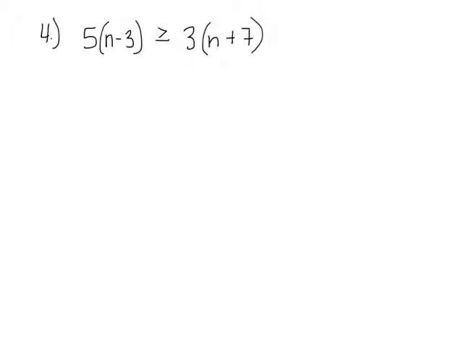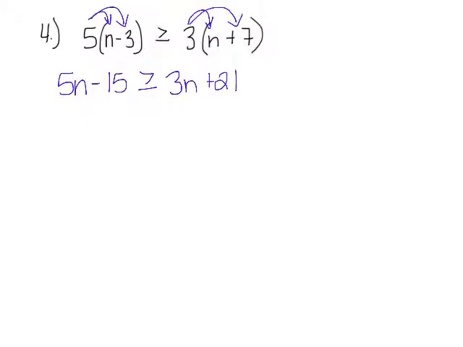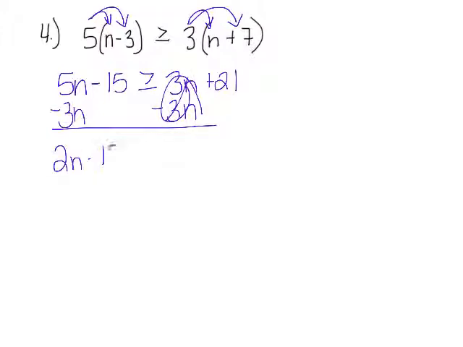So I have 2 terms that I need to distribute. So on the left side, I'm going to get 5n minus 15 is greater than or equal to 3n plus 21. And I got these new terms because I distributed my 5 and my 3. So then we should solve for n. So I'm going to just subtract 3n from both sides, and I get 2n minus 15 is greater than or equal to 21.